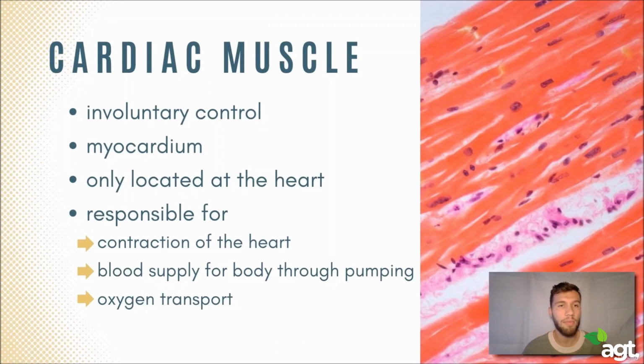The second muscle type is the cardiac muscle, also known as myocardium. It's just like the smooth muscle, involuntarily controlled, and as you might have guessed, it's only located at the heart, nowhere else in our body, and it's therefore responsible for the contraction of our heart, so pumping and therefore supplying our whole body with blood, and also transporting and providing our body with oxygen. Though we cannot voluntarily control our cardiac muscle, we can still train it automatically by exercising. So when we exercise, our heart is pumping fast, our heartbeat goes up, and that's how the cardiac muscle gets trained.